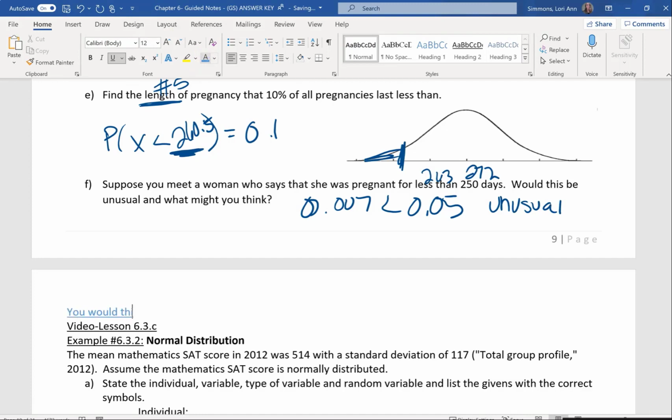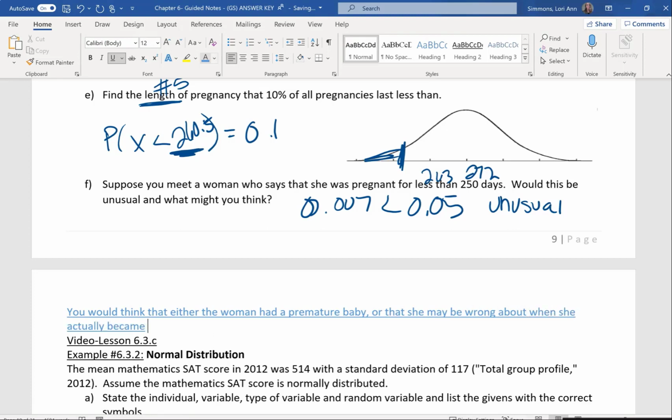You would think that either the woman had a premature baby or that she may be wrong about when she actually became pregnant.